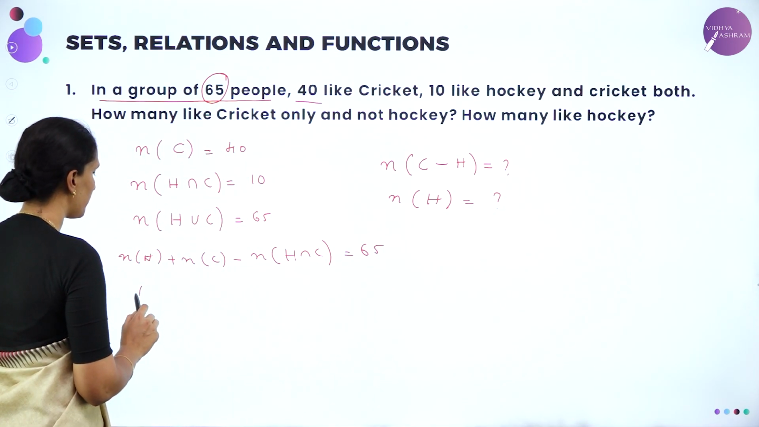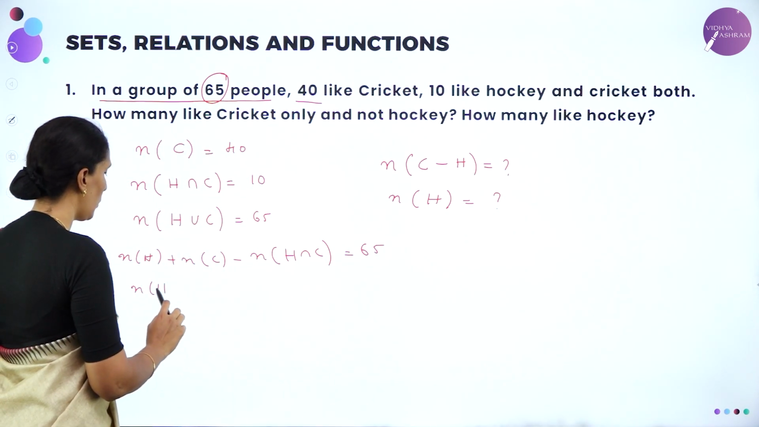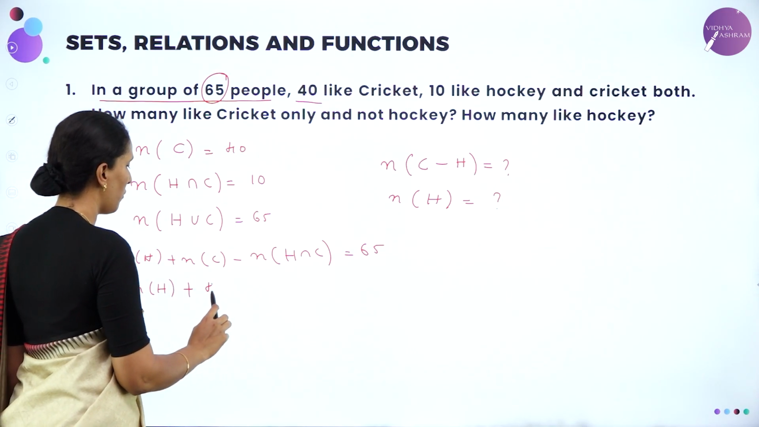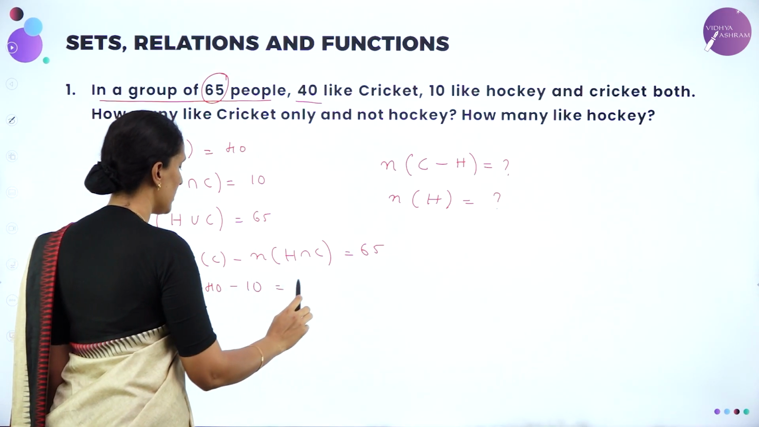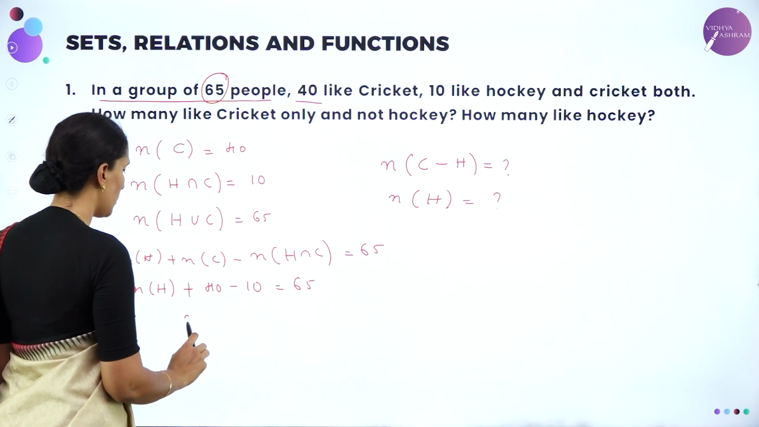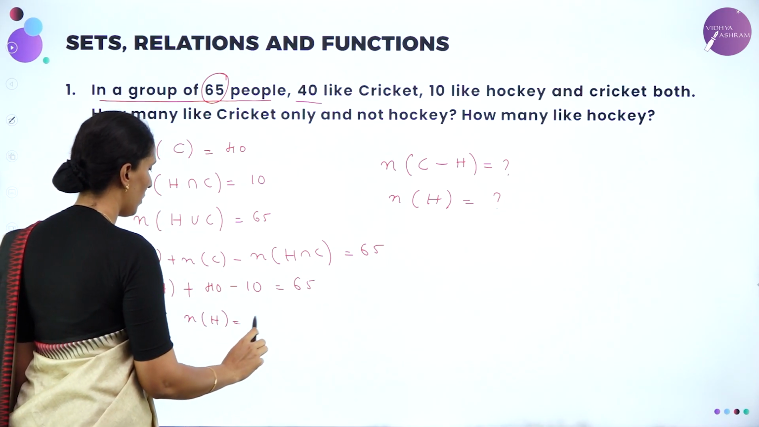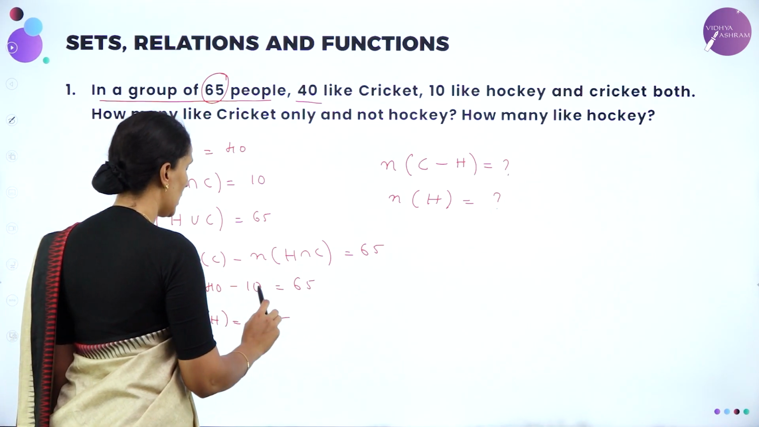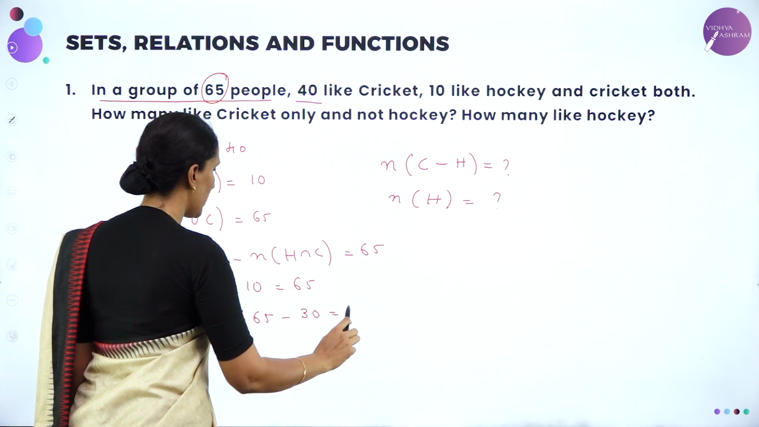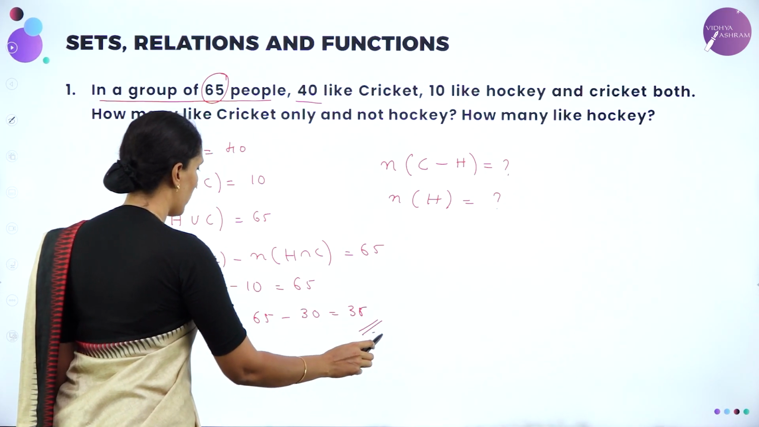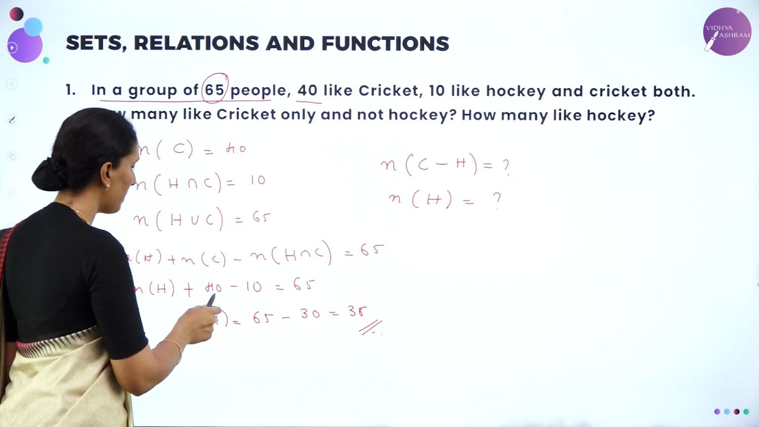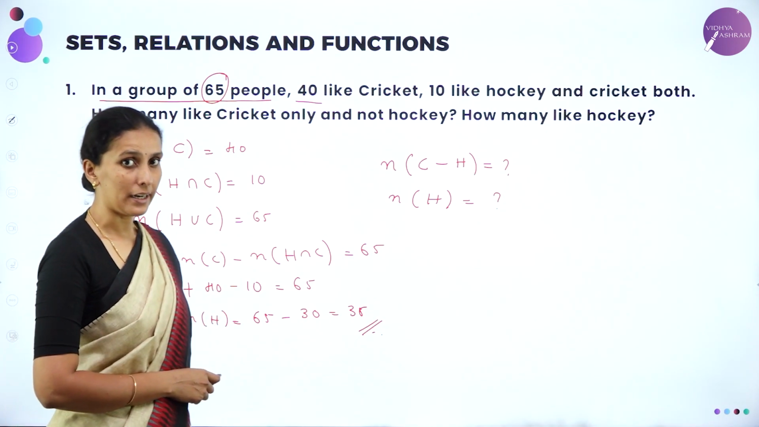Now here this is n of H, we don't know, n of C is 40, minus 10 is equal to 65. So n of H is equal to 65 minus 30, which is equal to 35. So therefore, clearly the number of people who like hockey is 35.